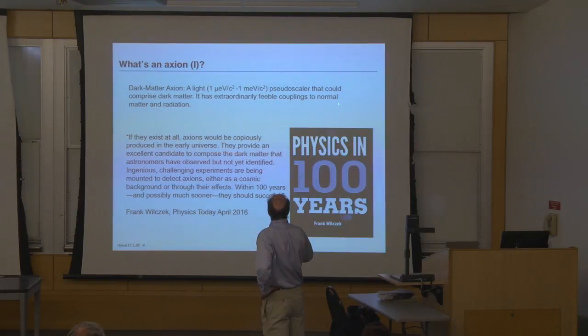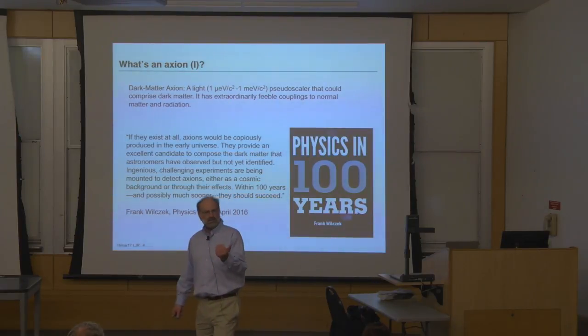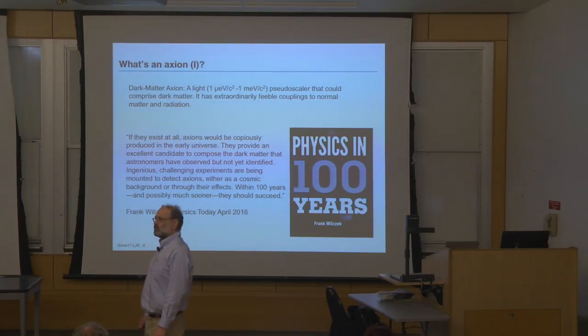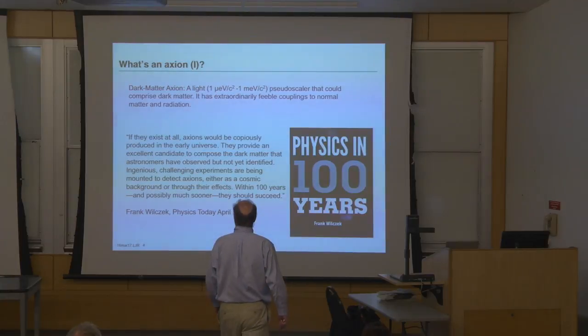It must have extraordinarily feeble couplings to matter and radiation. This is a requirement for dark matter. It was created in the early universe. It's still here now. It couldn't have dumped a lot of energy in the universe through decays, et cetera, et cetera. It must be remarkably stable, if not perfectly stable.